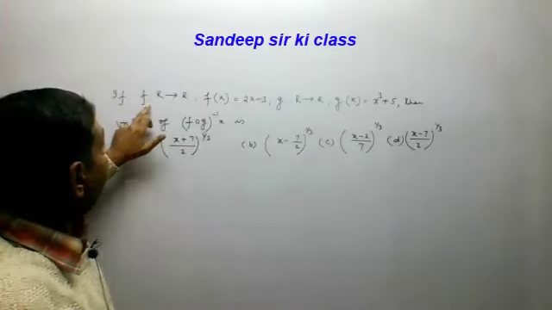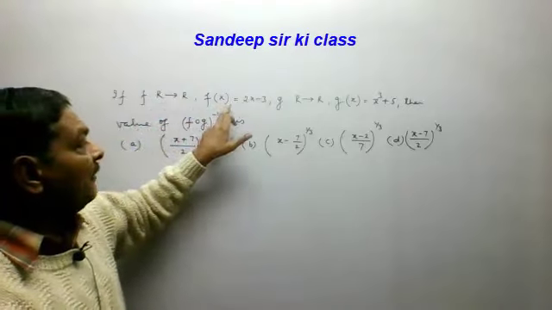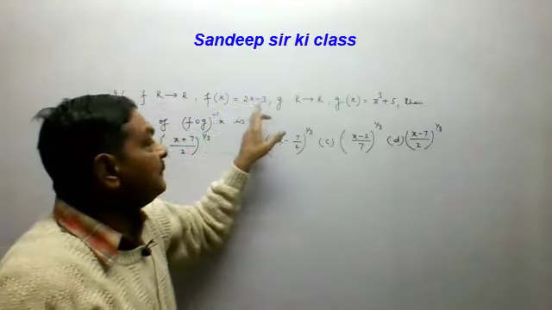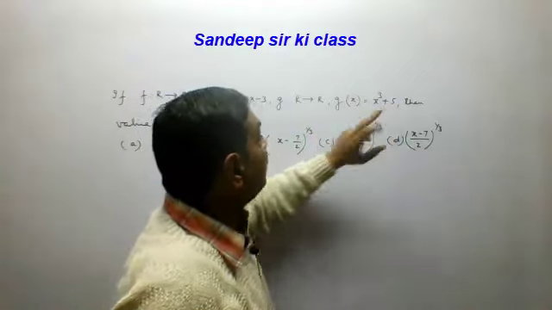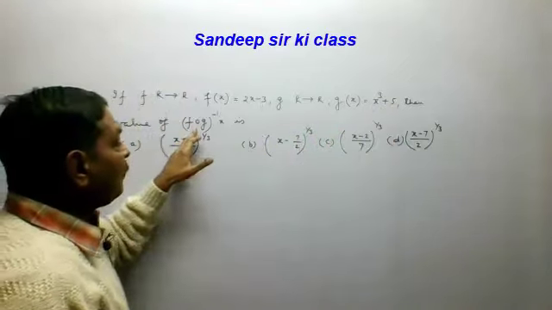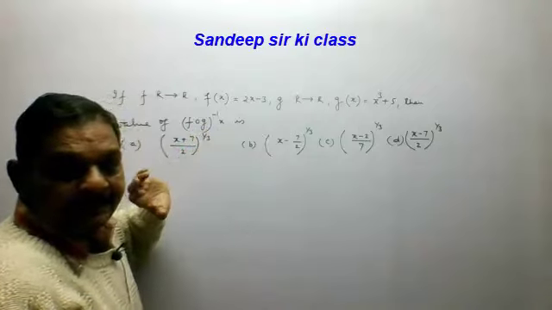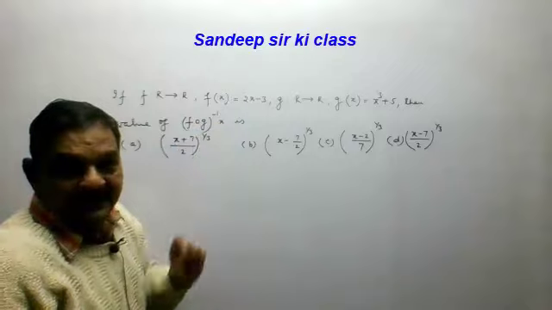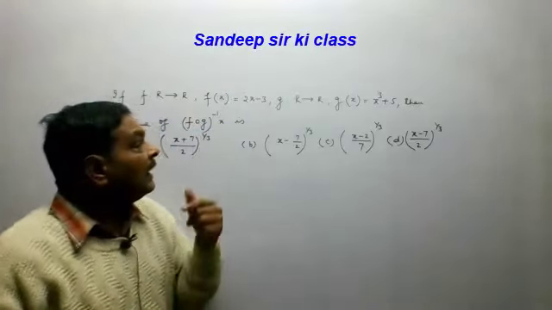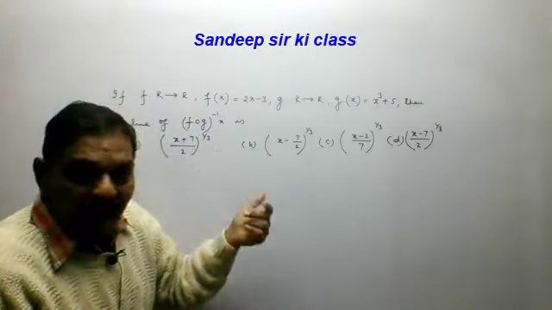Question is, if f: R to R, f(x) is equal to 2x minus 3, g: R to R, g(x) is equal to x cube plus 5, then value of (fog) inverse x is. We are to evaluate here (fog) inverse x. Means first we are to calculate fog of x.